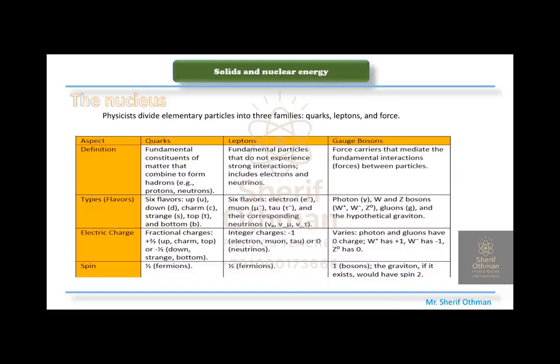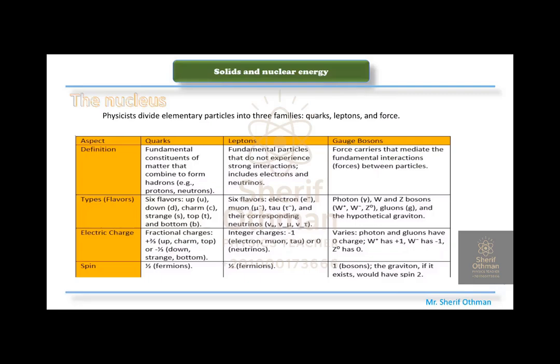Leptons are fundamental particles that don't experience the strong interaction. They include electrons and neutrinos, because electrons are very small in mass and neutrinos have no charge. They also have 6 types, 6 flavors: electron, muon, tau, and their corresponding neutrinos, the opposite of each one of them. Integer charge: the charge is -1 for electron, muon, and tau, or 0 for neutrinos.